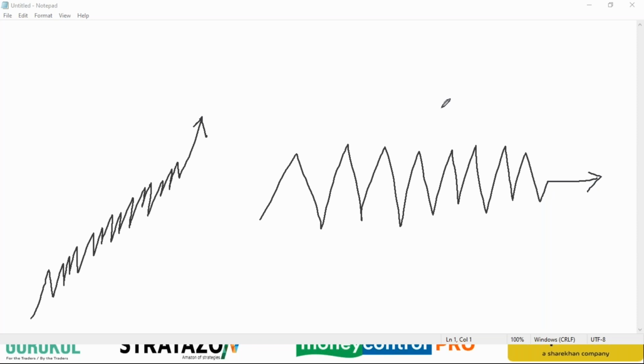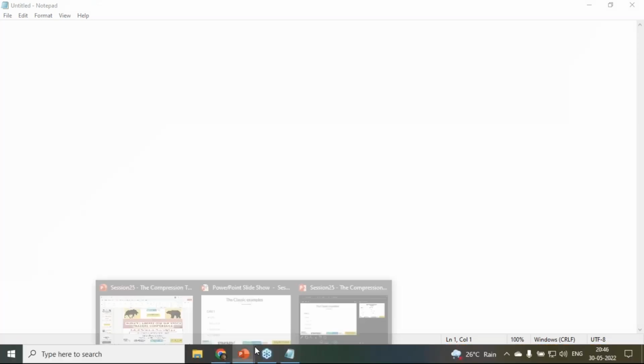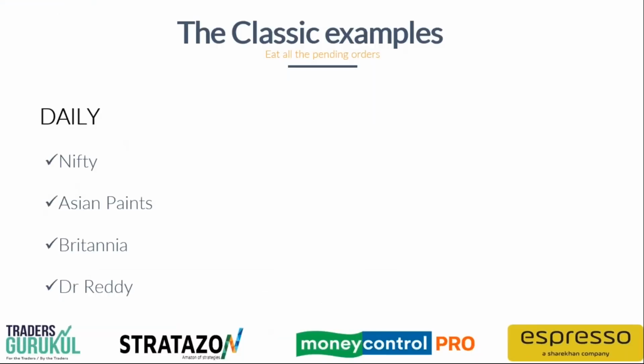Pankaj, do you understand my answer? You asked the difference between compression and sideways. This is the sideways. A compression is always trending. Your sideways movement is never trending. Sideways movement will never trend. This is the basic logic. Anyway, thanks for that good question. Let us move further.